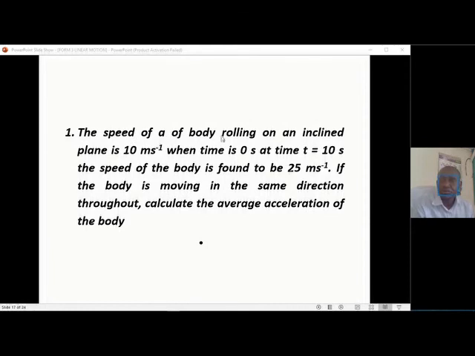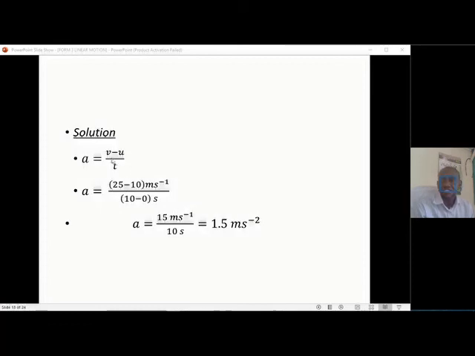The speed of a body rolling on an inclined plane is 10 meters per second when time is 0. At time t equals 10 seconds, the velocity is found to be 25. If the body is moving in the same direction throughout, calculate the acceleration. When it is noted earlier, the initial stage is 10 and the final stage is 25. So at 0 time it is 10, at 10 seconds it is 25. So we get acceleration is V minus U over T. V is 25, U is 10, and the time is 10. And we get 1.5 meters per second square.